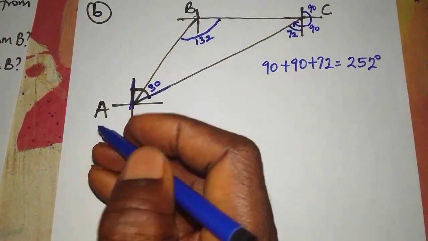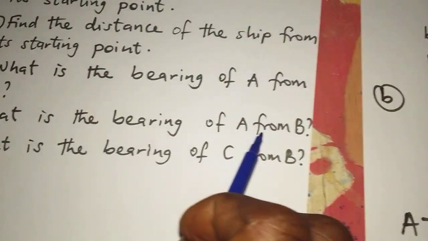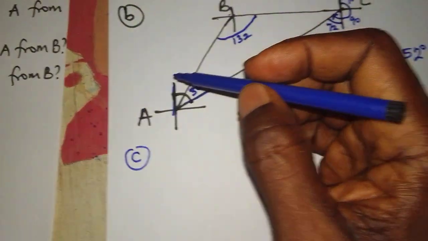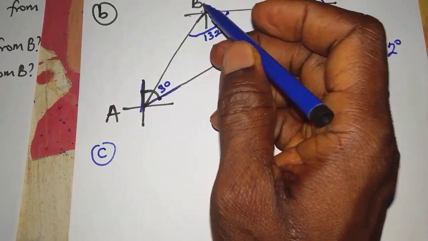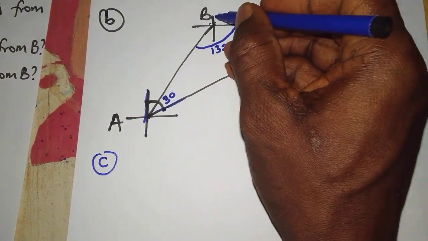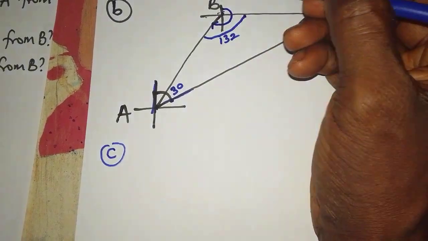Then C. To solve C, what is the bearing of A from B? The bearing of A from this place, from B. So that means you measure from the north up to where this line is.